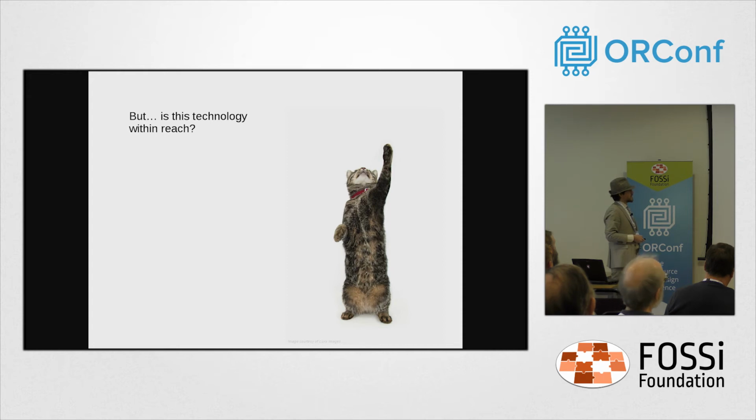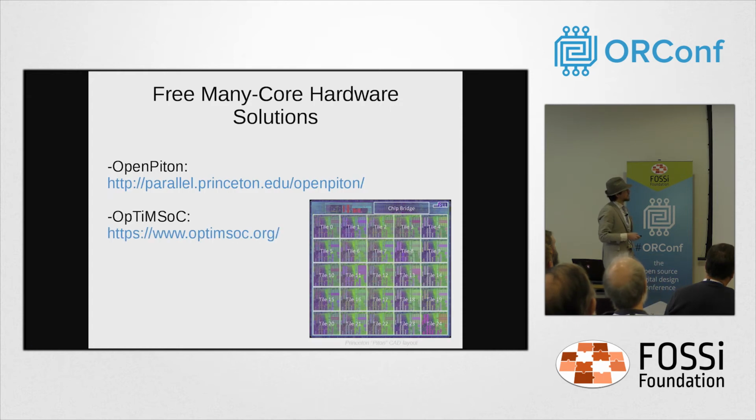But is this technology within reach? Yes. We currently have 2 solutions for people who want to get into ManyCore chip development. One of them is OpenPiton, which is spearheaded by the Parallel team at Princeton University. Another one's called Optimus OC, and I believe Stefan Wilentowicz presented on that earlier in the conference. Obviously, that's important. It's driven by FOSSI. And here we actually have an image of the tiles that are laid out for the Piton chip.